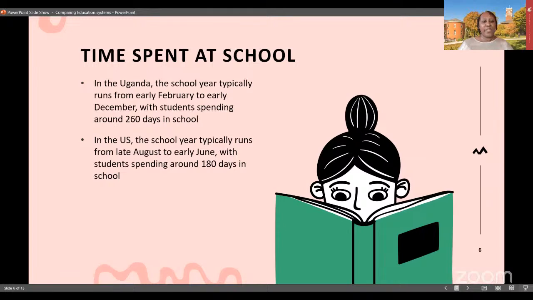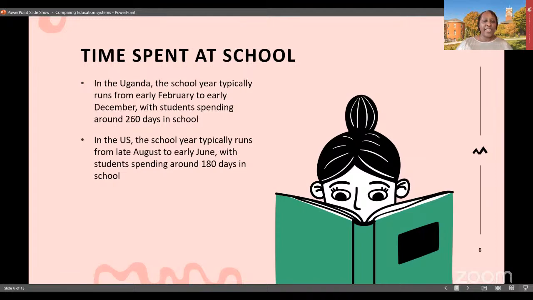In the US, the school year typically runs from late August to early June, with students spending about 180 days in school. So this is what I was going to add. This challenged me when I first joined, but luckily my kids were born at such a time that they could get in. The school runs from August to June, and there's a specific age at which you're supposed to start school.